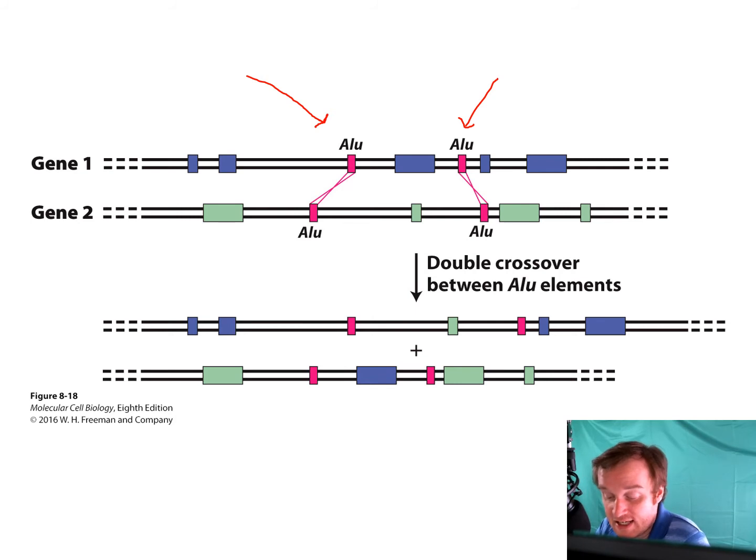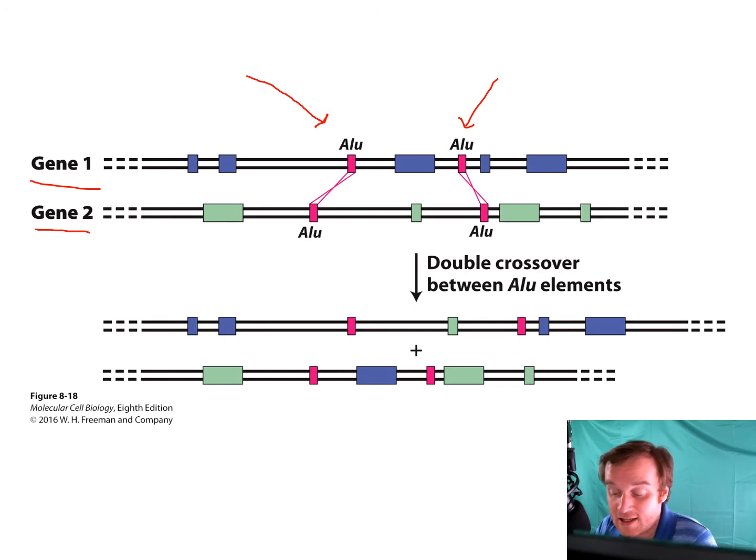So in this case, these ALU repeats are homologous, right? So they're the same sequence between the two. And so we can get homologous recombination based on the fact that these are the same sequences. However, this crossing over doesn't have to be one for one. And so this crossing over event here happens between two different genes, gene 1 and gene 2.